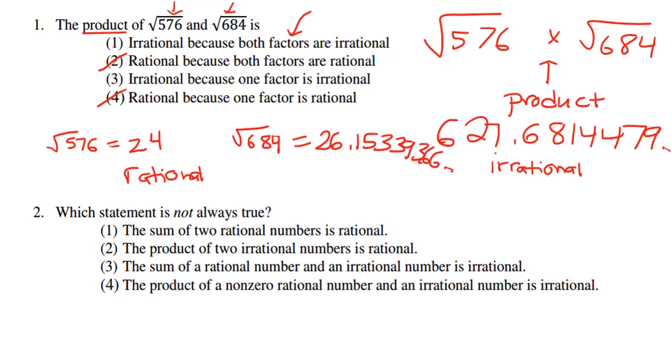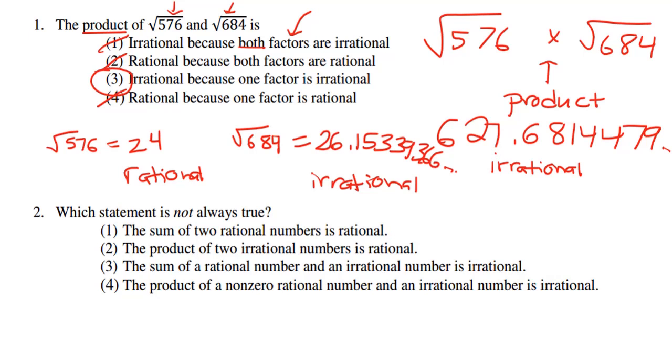26.15339366... irrational. So the answer was irrational. Why? Because both of them were irrational? No. Because only one was irrational? Yes. Again, I crossed out choice 1 because it was not both, just one.